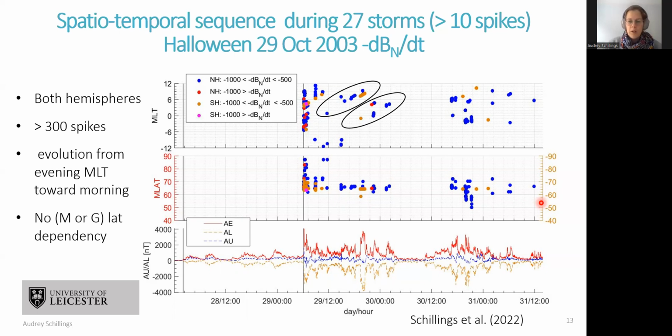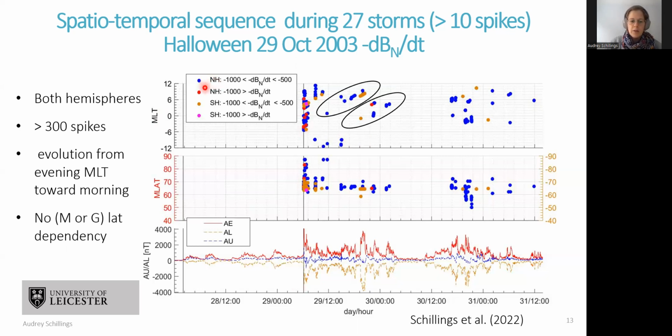Now I'm only talking about the northern component, so the dB/dt. We found that the spikes, if we looked at the spikes in time, on the y-axis here you have the magnetic local time, and on the x-axis you have time. This line shows you the arrival of the CME, the shock arriving at Earth, and then after that, all the spikes from the storm.